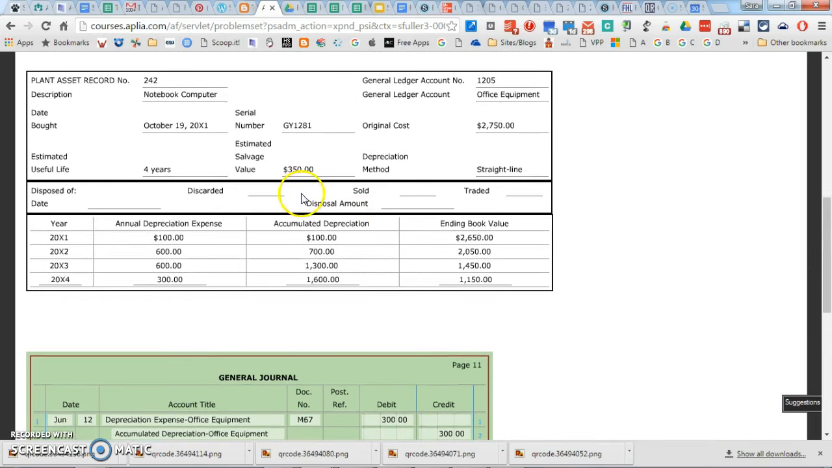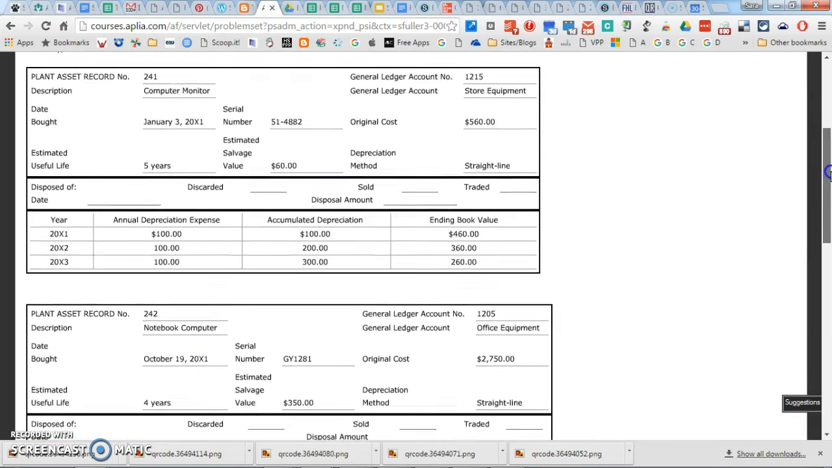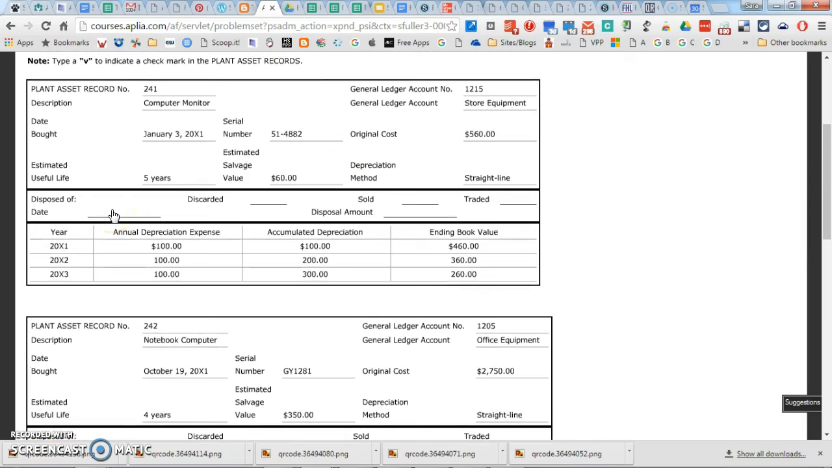And then we also have to fill in this area for both of them. So we sold this, so we'll just click in that box and I'm not sure what they want us to put in there. So in my answer book it has a check mark. I don't know how we can make a check mark. Okay, so I'll just have to fix that when I grade it.